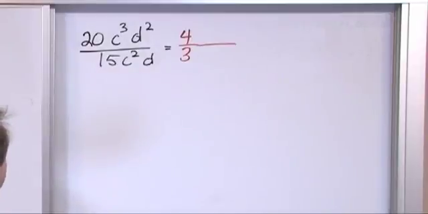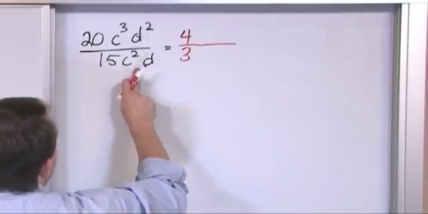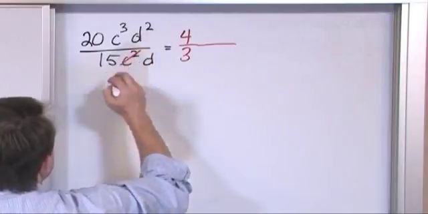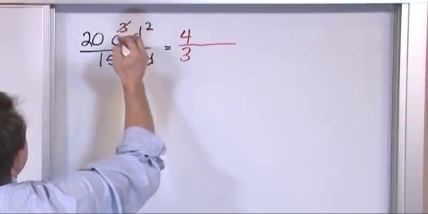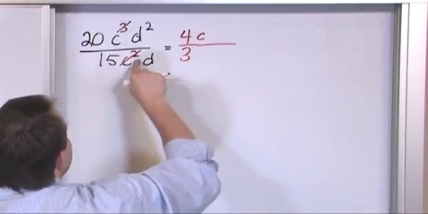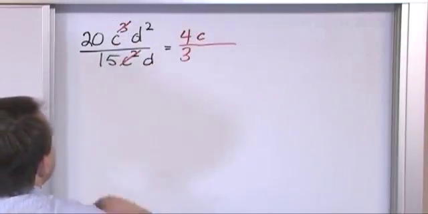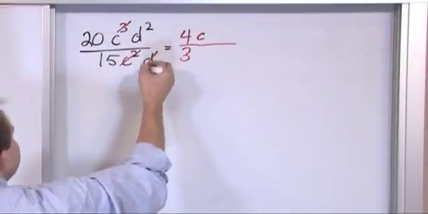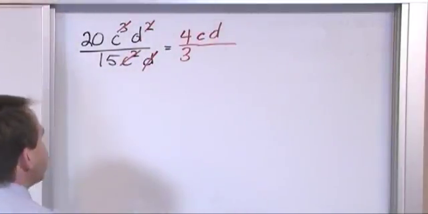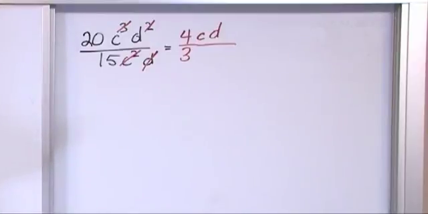When I look at the variables, I have C squared here, which is C times C. I have C cubed up here, so two of the C's are going to go away, and I'm only going to have 1 C left over in the top. One of these D's is going to cancel with one of those D's, and so I'm going to be left with a D on top. So 4CD over 3.